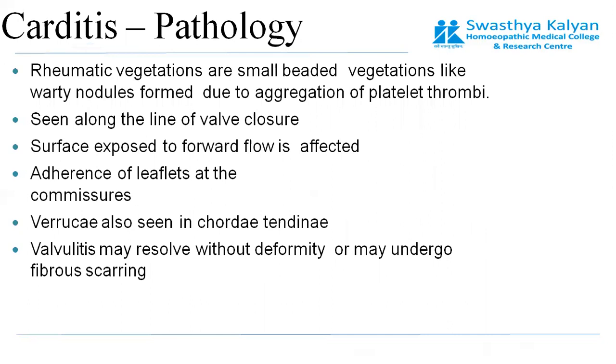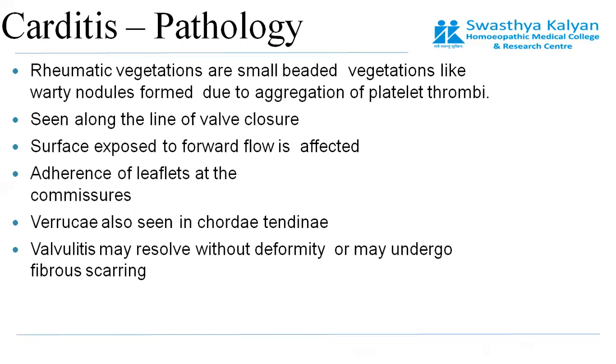Also, rheumatic vegetations are small beaded vegetations, like warty or wart-like growths, due to aggregation of platelet thrombi. It is seen along the line of valve closure. The surface exposed to forward flow is affected, so it will be present on the top layer of the valve. There is adherence of leaflets at the commissure, so the point where the leaflets come in contact, they will stick together.